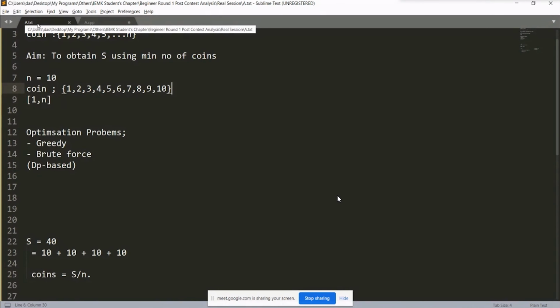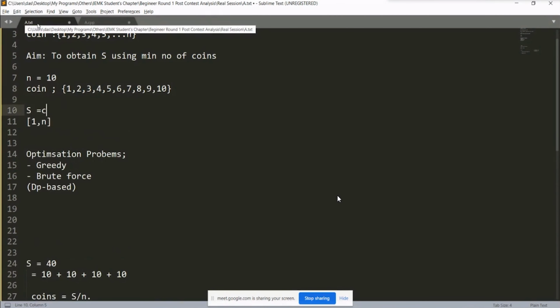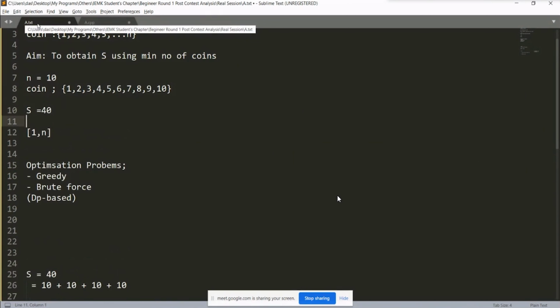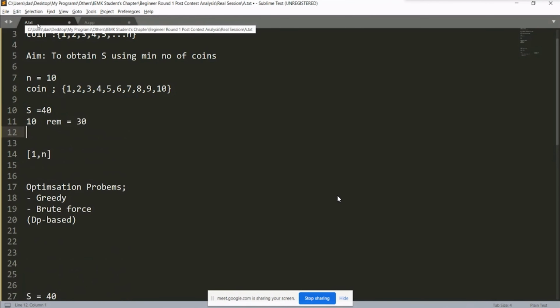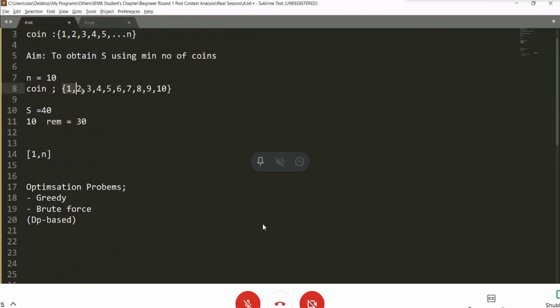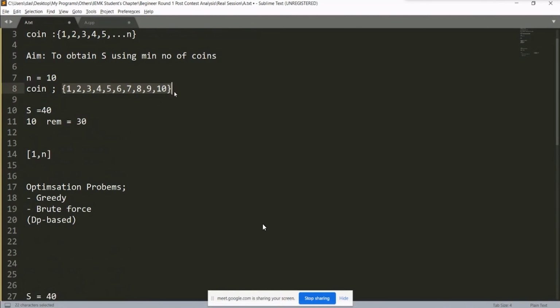Like you wanted to obtain S equal to 40 here, so you will first take 10, then after taking 10, the remaining sum required is 30. So then it would, I think, require the concept of binary search. You would then binary search this value 30 in this array of coins, and you can try it out yourself.